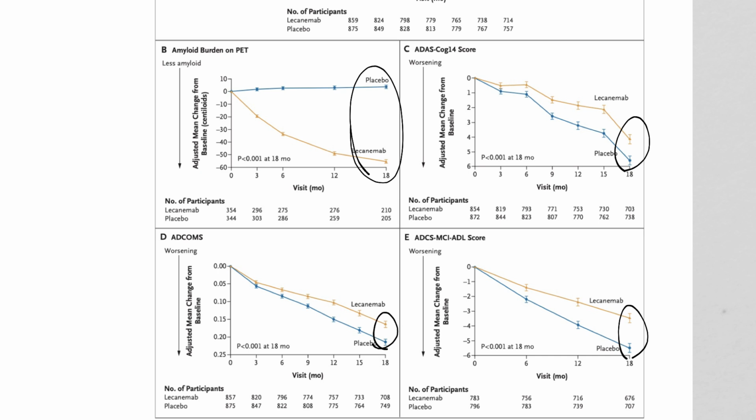And so I think that we have to take this to mean amyloids clearly have some impact on cognitive decline in Alzheimer's, but it definitely isn't the only thing that matters. And clearing plaques probably isn't going to be enough on its own.